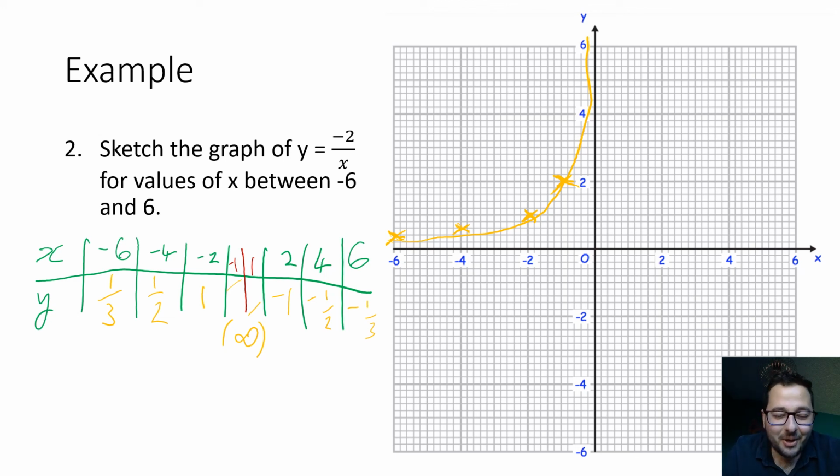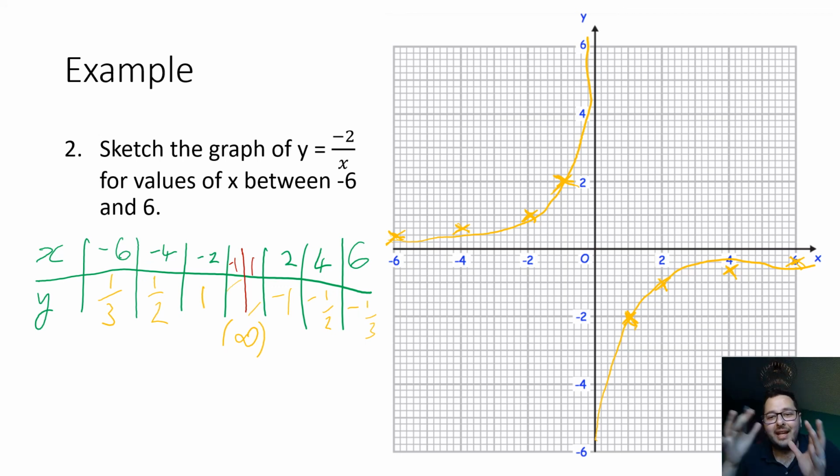And then what else have we got? We've got 1. So then you've got -2 over 1 is -2. So you've got that point there. Then you've got 2 and -1, 4 and -half, and 6 and -a third. So again, this one's going to go kind of up like that. Okay, so my curves aren't great, but we're doing this on a tablet, so hopefully that's all right.